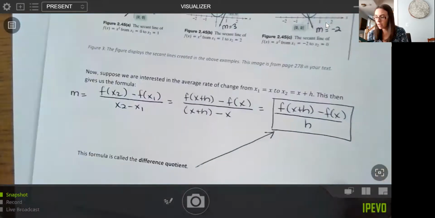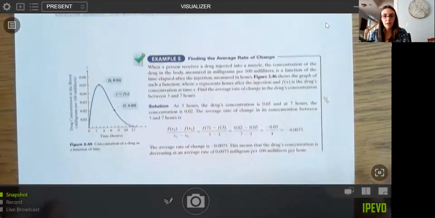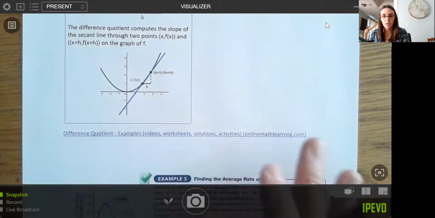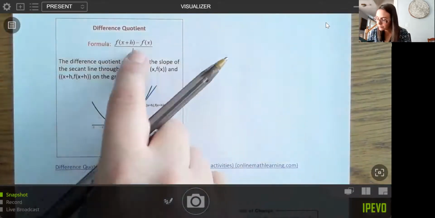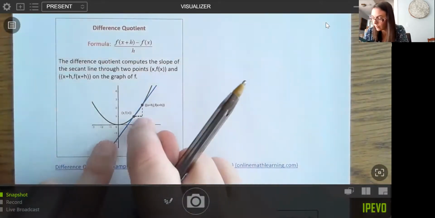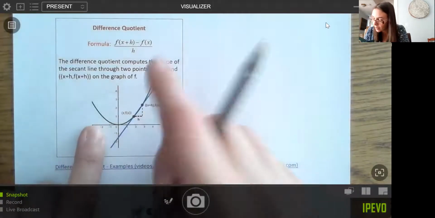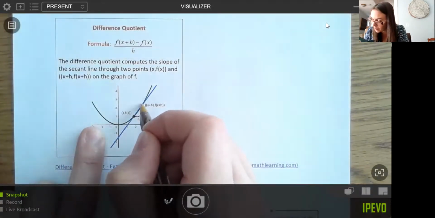I want to show you a picture of that on the next page, but I just have a quick link citation here as well for the image because I did not create it. So again, this is the difference quotient. And here, it looks very similar to our example, but this could be your first point and this could be your second point.